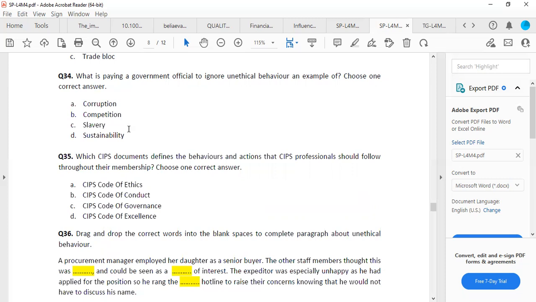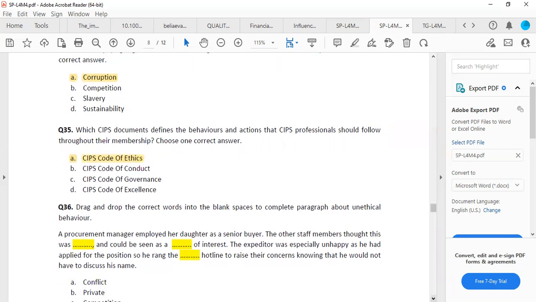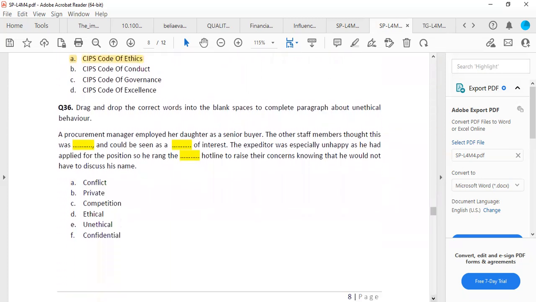Question 34. What is paying a government official to ignore unethical behavior an example of? Choose one. Corruption. Which CIPS document defines the behaviors and actions that CIPS professionals should follow throughout their membership? Choose one correct. CIPS Code of Ethics. Okay.